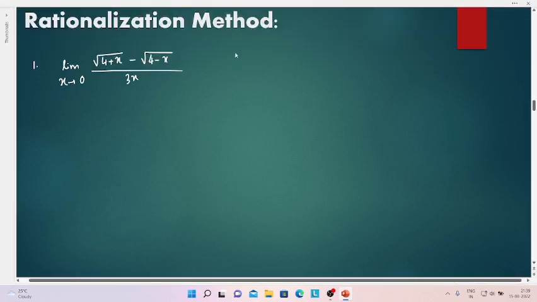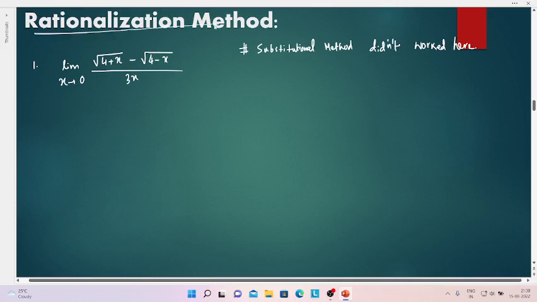So the substitution method didn't work here. We have to move to the rationalization method, or the factorization method. So we can rationalize these two parts.